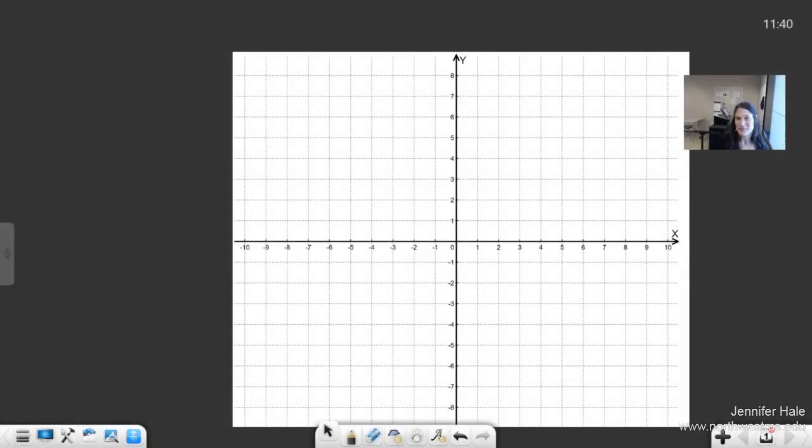Guys, today in intermediate algebra we're going to look at how to graph a line, and we're going to look at two different ways of graphing a line. We're going to graph using the intercepts, and we're going to graph using the slope and the y-intercept.